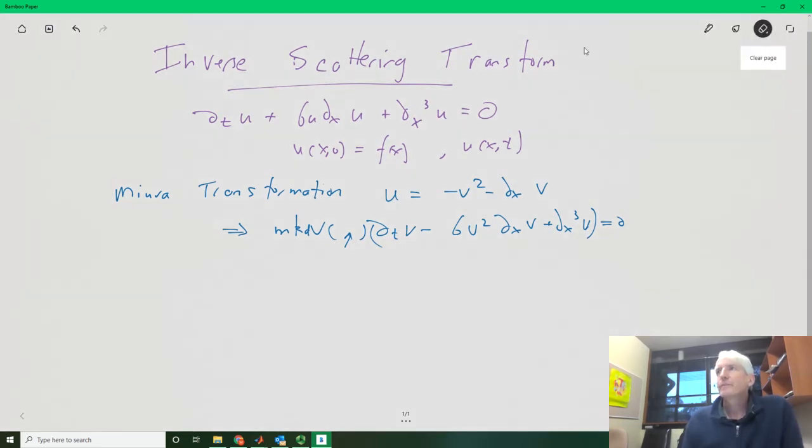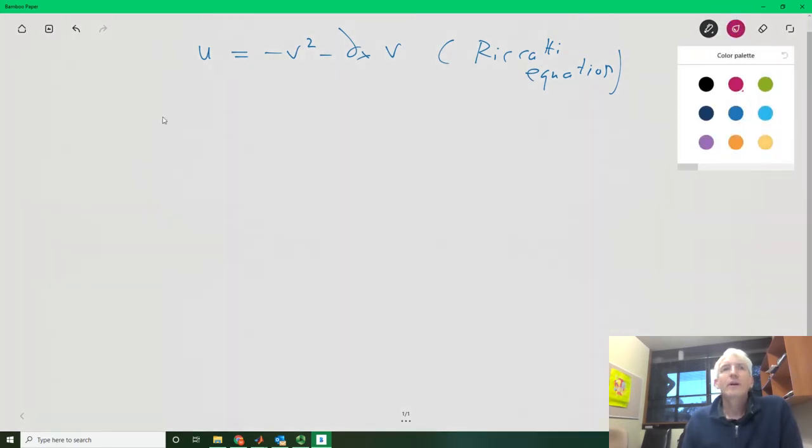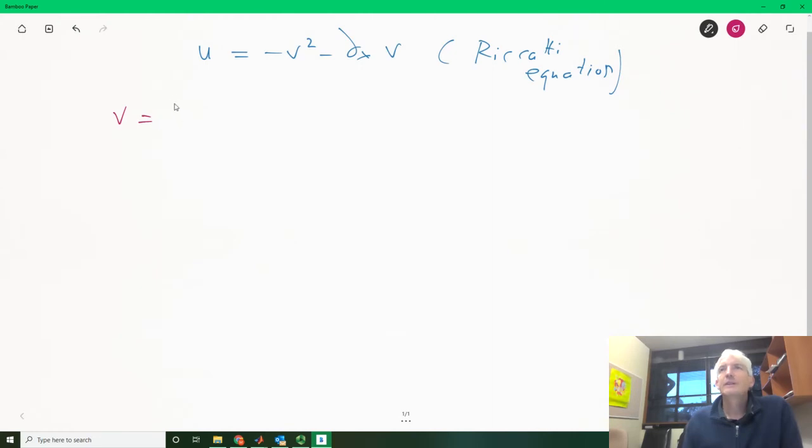Let's clear this. So this transformation, this Miura transformation, is itself a well-studied equation. It's called the Riccati equation. And there's a special way to solve this, and it goes as follows. The idea is quite simple. You let v equal dx w over w, and then substitute that in here.